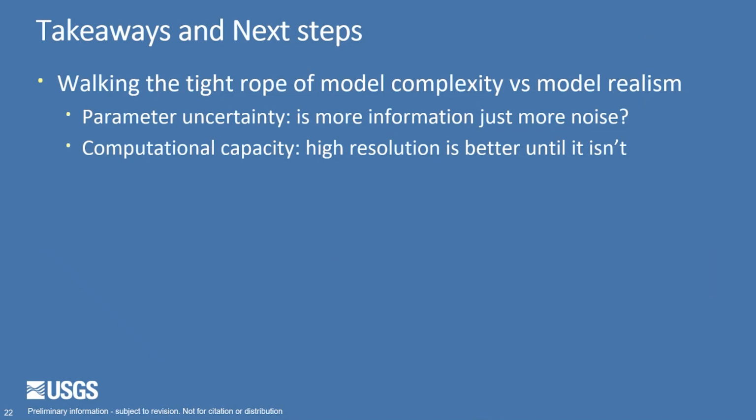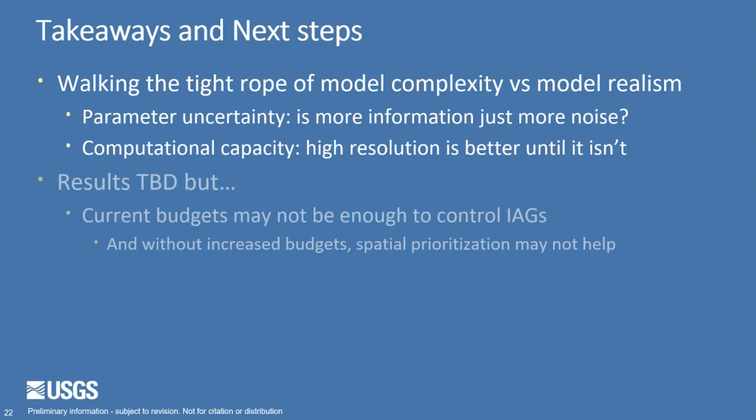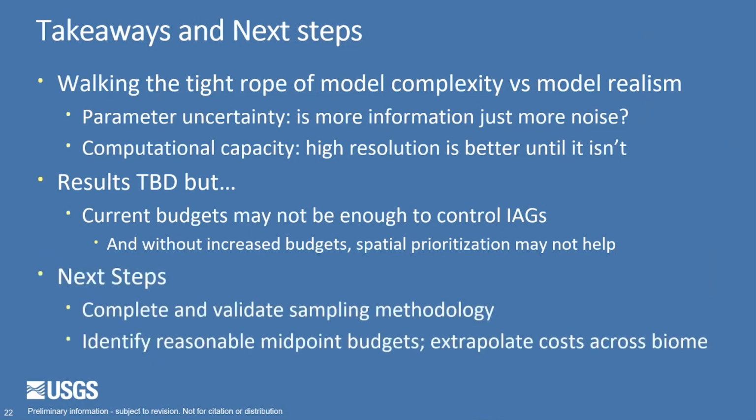And, the cliche of, all models are wrong, but some are useful. That's what the expert elicitation panel has been really useful for us, trying to make these decisions between complexity and realism in a way that keeps the model useful for managers. And then, yeah, results to be determined, but it seems like not enough is happening right now. We're not spending enough money, and without an increase in budgets, spatial prioritization may not be enough alone to help. And so we're working on continuing to validate the sampling strategy, figure out those different midpoints in the budgets and temporal allocation, and then extrapolate that all out to the biome to get a full price tag for this. So thanks.